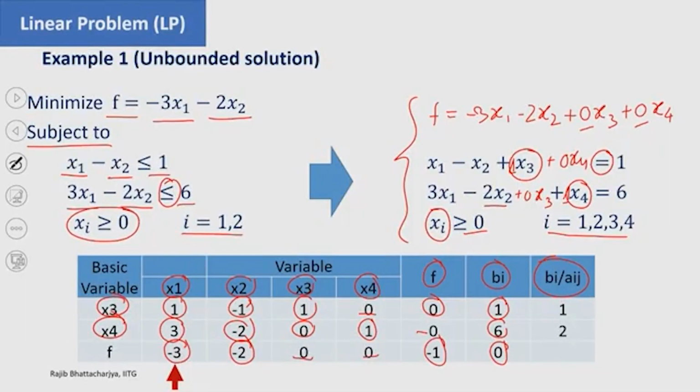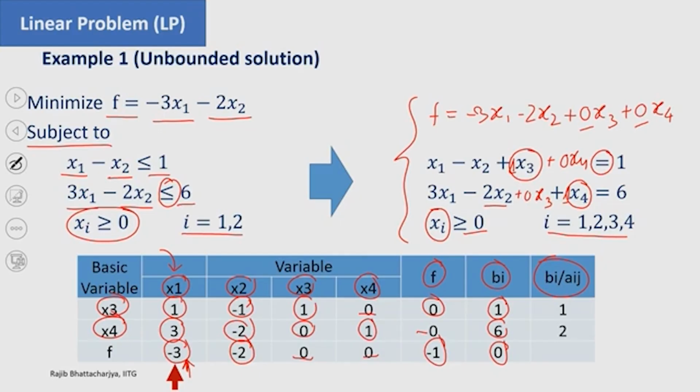Therefore, what will I do? I have to select the minimum value. So here we have minus 3 and minus 2, that is, we have to select minus 3. Once we select minus 3, this particular column, x1, is the incoming variable. Now x1 is a non-basic variable, and it will come into the basis.